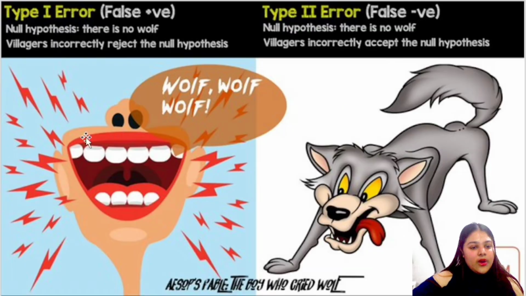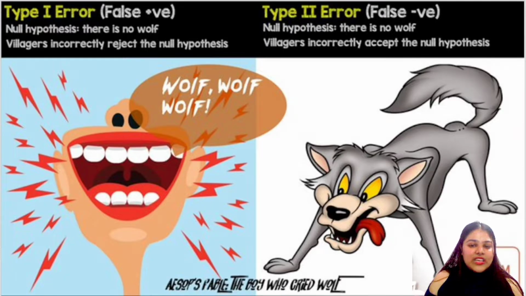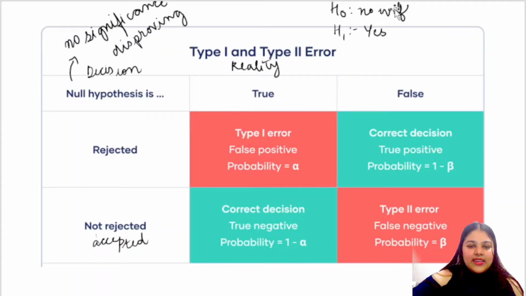So in type 1 error, there was actually a child who was just making a noise, and we have still rejected our null hypothesis, which means we attributed a child who was making a wolf sound to that of a wolf. So herein there is a false positive. There is actually no wolf, but still we have said that yes, there is a wolf in the colony.